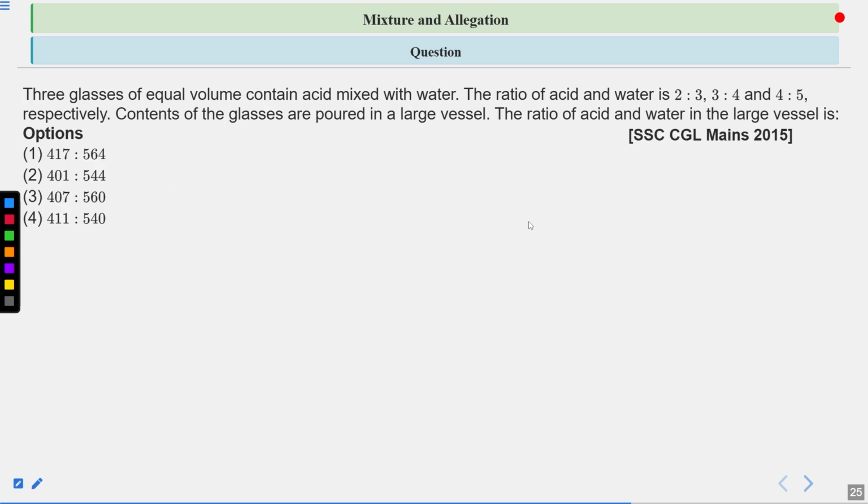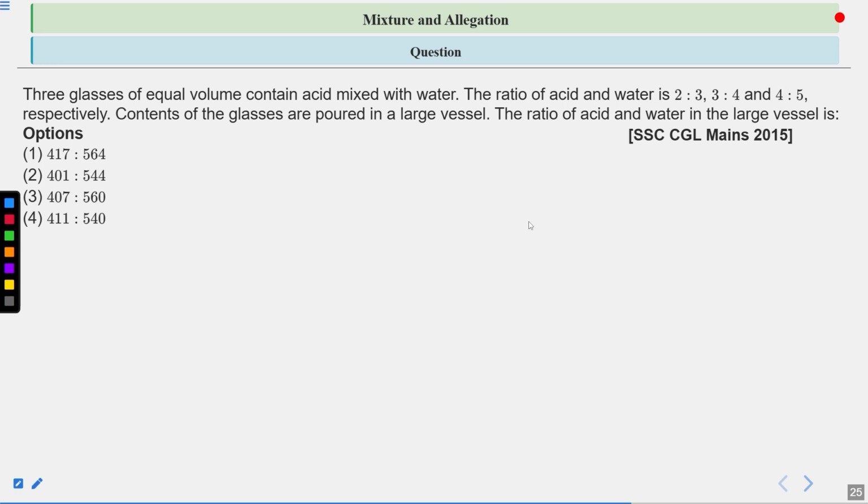3 glasses of equal volume contain acid mixed with water. The ratio of acid and water is 2:3, 3:4 and 4:5 respectively. Contents of the glasses are poured in a large vessel. The ratio of the acid and water in the large vessel is? This question was asked in the SSC CGL mains exam in 2015.